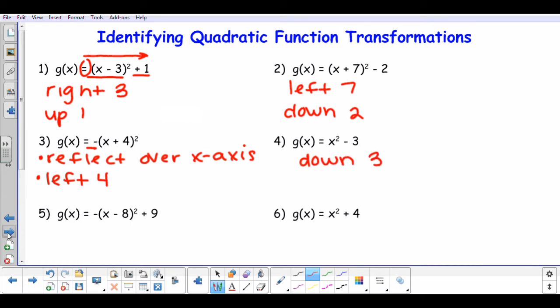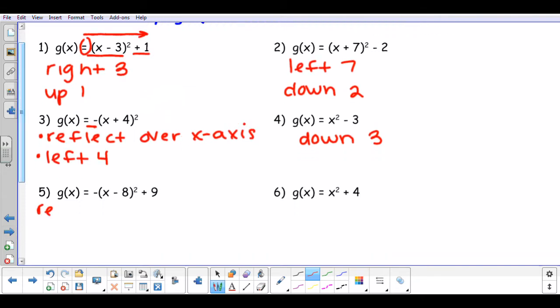In number 5, I have a negative sign again in front of my parentheses, so that is another reflection over our x-axis. And then I have an x subtract 8, so that means I'm going to go right 8 units. And then I have a plus 9, so I'm going to go up 9.